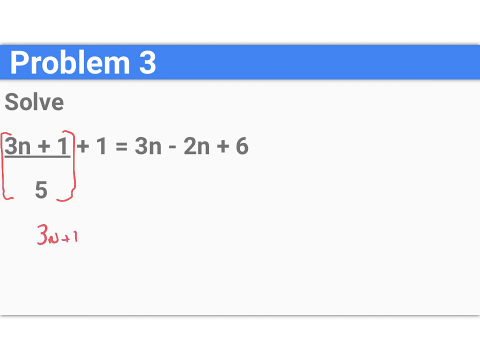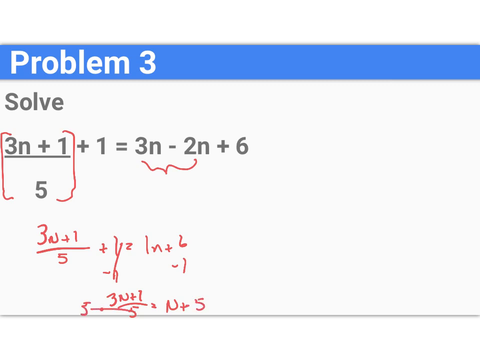3n plus 1 over 5 plus 1 equals 1n plus 6. So I combined these things. I'm going to subtract 1 from both sides. I cannot subtract 1 from 1n. So I get 3n plus 1 over 5 equals n plus 5. I'm going to multiply both sides by 5. So I get 3n plus 1 equals 5 times n plus 5. And you see how I'm rewriting everything as I go through.